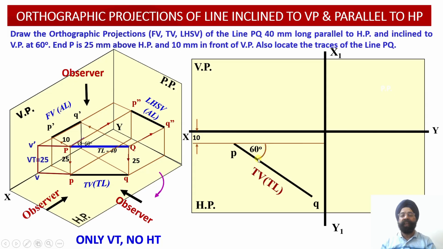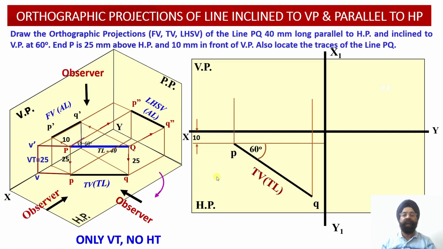So the angle of inclination of the true length with respect to the vertical plane happens to be 60 degrees. With this as the starting point, we have drawn PQ, length equal to 40 millimeter, at an inclination of 60 degrees with respect to the vertical plane. Now having located these two points P and Q in the top view, we know that the top view orthographic projection of this line is the true length projection.